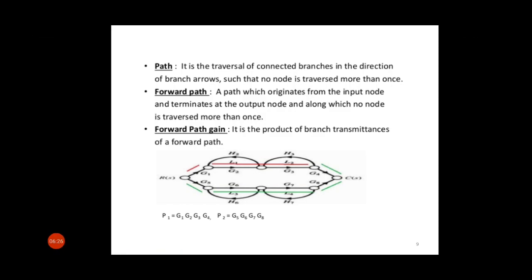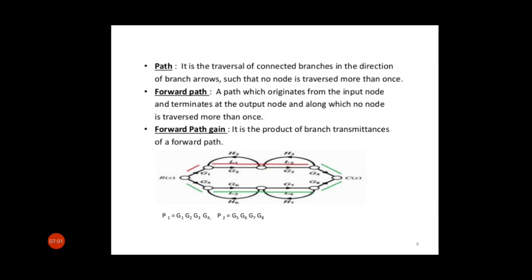Path is the traversal of connected branches in the direction of branch arrows, such that no node is traversed more than once. Okay. Next term is forward path. So what is forward path? A path which originates from the input node and terminates at the output node, and along which no node is traversed more than once. See this diagram, this signal flow graph.